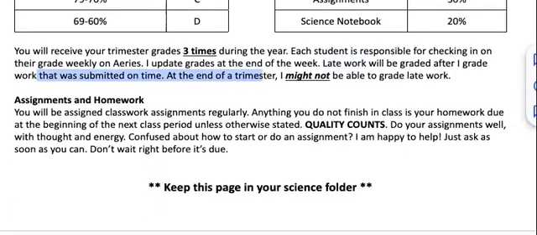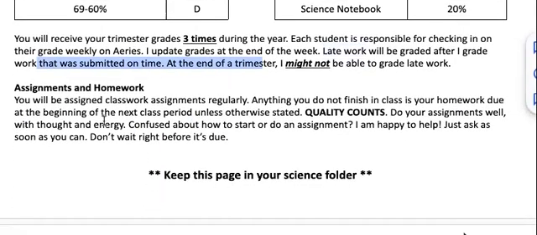As far as assignments and homework, you'll be assigned classwork assignments regularly. Anything you don't finish in class is, again, your homework due at the beginning of the next class period, unless otherwise stated. Quality counts, right? So do your assignments well with thought and energy. If you're confused about how to start or do an assignment, just ask. I'm always happy to help.